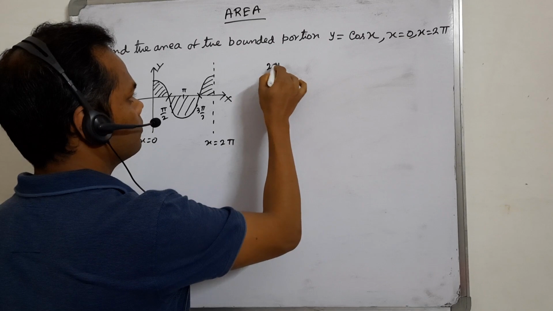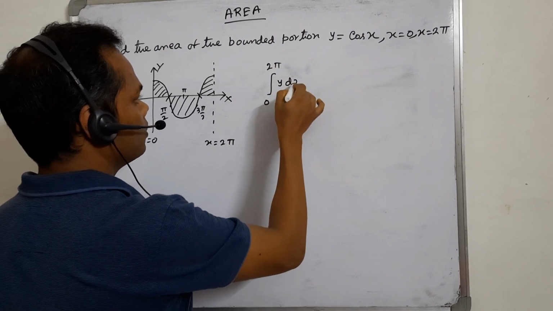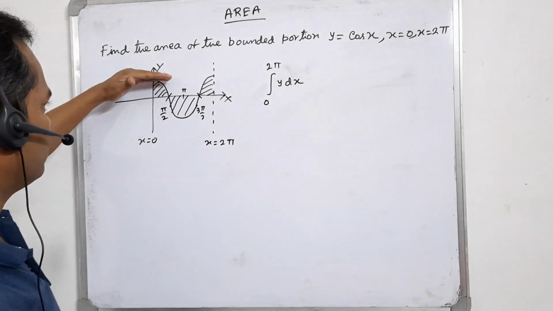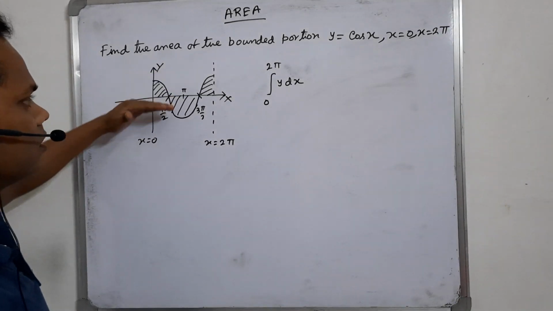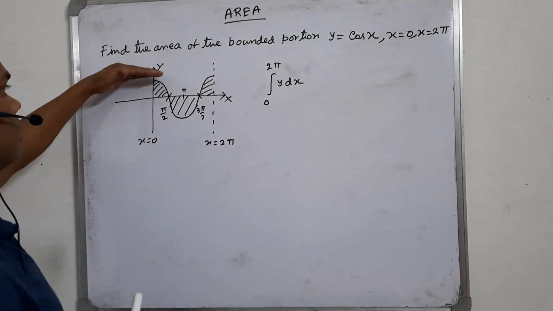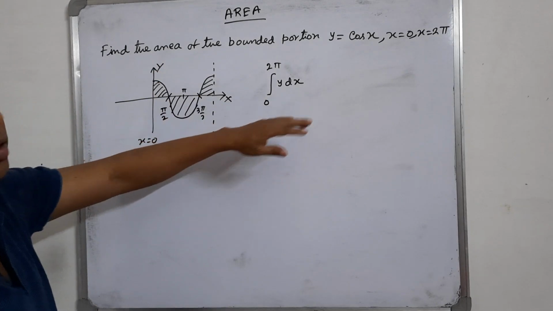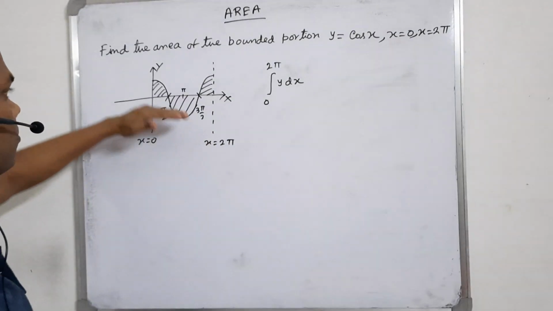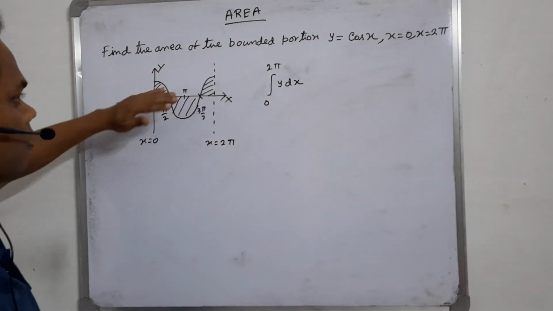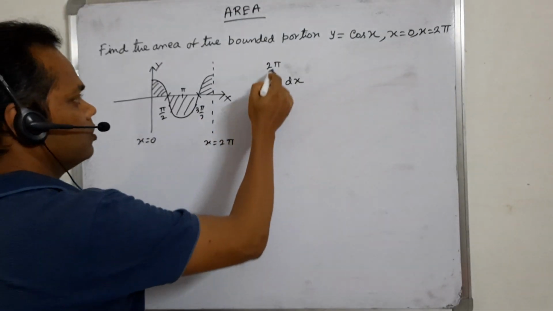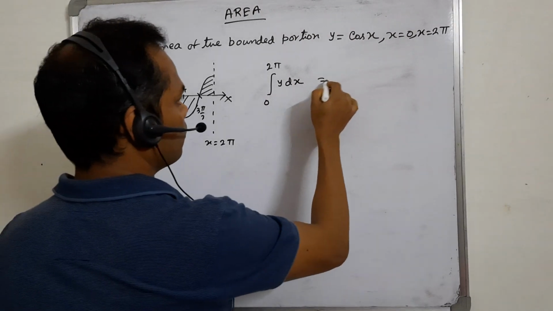So the area of the bounded portion, this shaded region, is the integral from x = 0 to 2 pi of y dx. Why is it y dx? Because the curve is bounded by the x-axis, so y dx. If the curve is bounded by only the y-axis, then it is x dy. But here the curve is bounded by only the x-axis, so y dx.